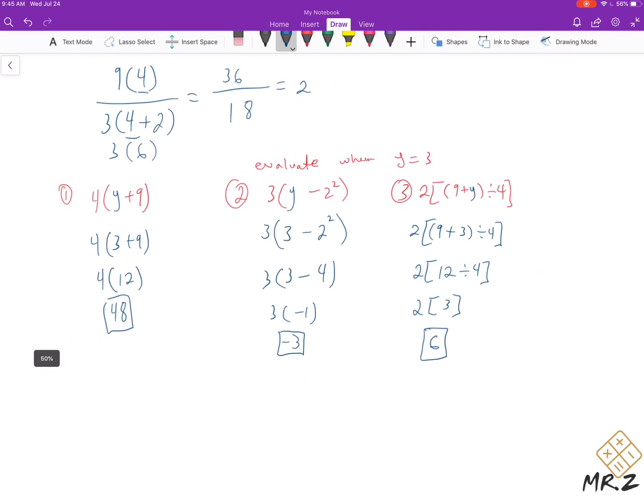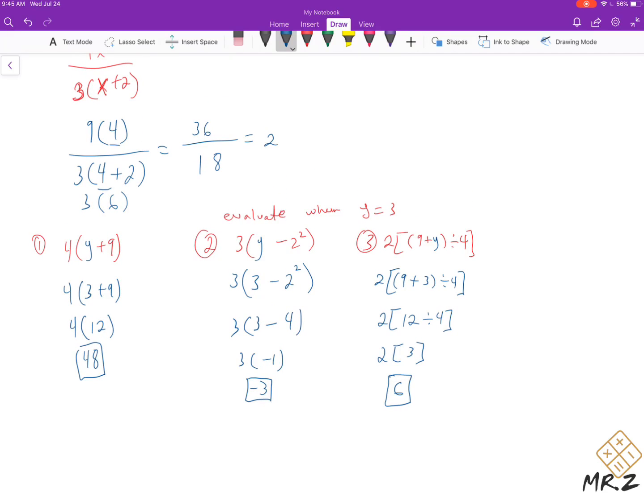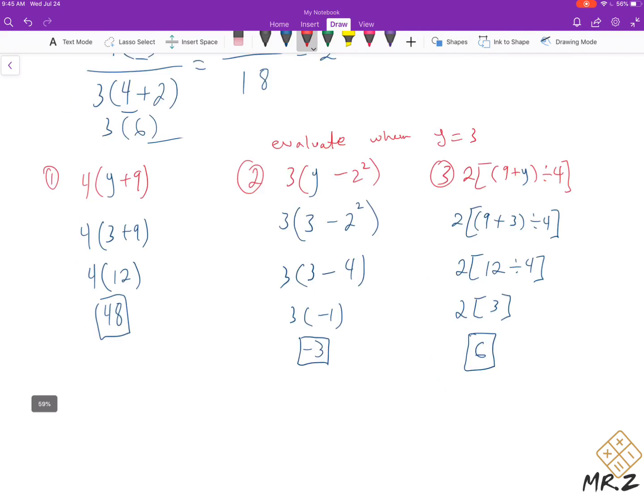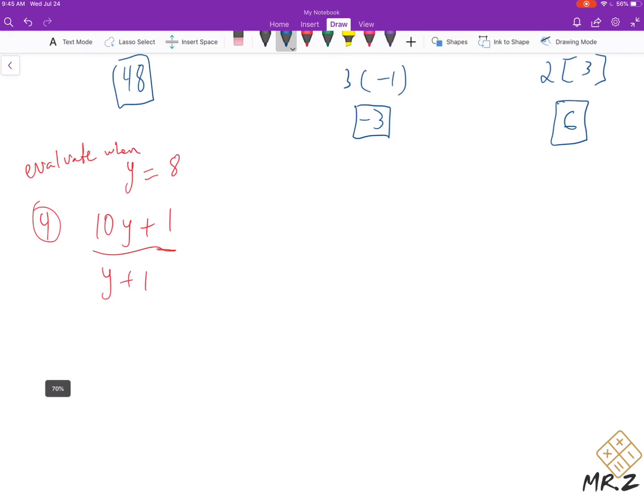All right. So, you know what? Let's do another example very similar to this right here. Just so we'll do number 4. And so we have an idea of what that might look like. For this one, let's say y is equal to 8. Okay? So evaluate when y equals 8. So here we're just going to substitute 8 for y.